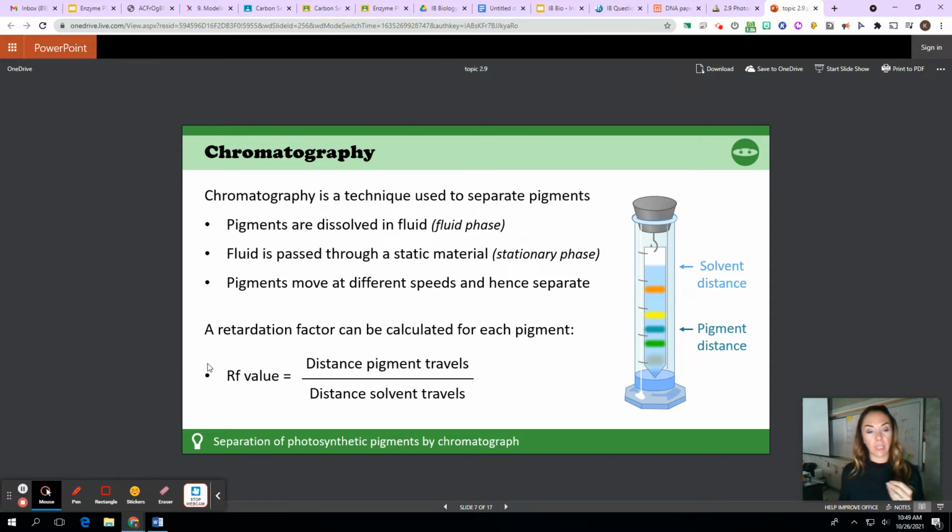And you can actually calculate what's called the retardation factor. Retardation means to slow down. And it's looking at the distance the pigment traveled divided by the distance the solvent traveled, right? So looking at the farthest that it travels, in the top, we're looking at how far this certain pigment traveled. So you can actually calculate what's called the Rf value for each one of these pigments based on how far they traveled up that static material, right? The material that they have to move through.